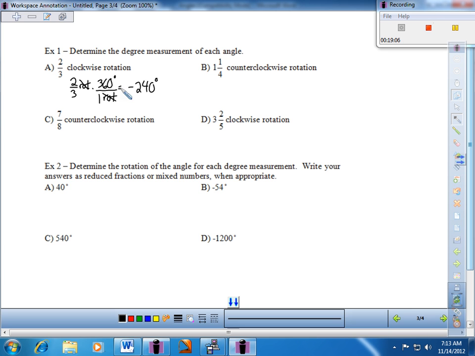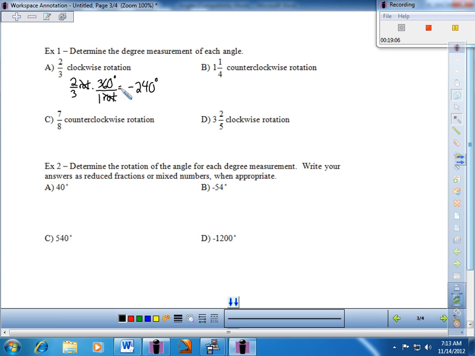Okay, can you visualize negative 240 degrees? Which quadrant would it be in? Think about that for a moment. And again, try to work through some of this. Negative 240 would be up in quadrant 2, as a matter of fact, up in quadrant 2. Probably a little closer to the y-axis than the x-axis.